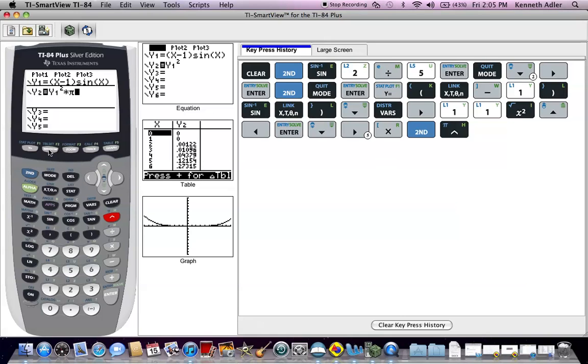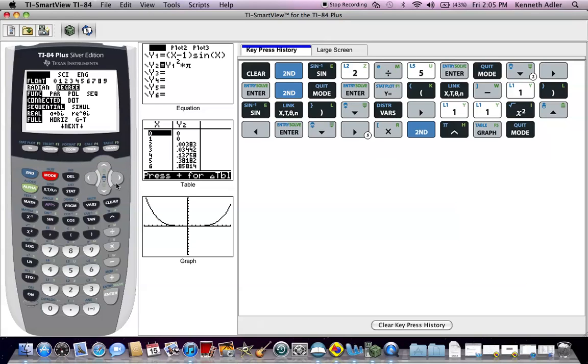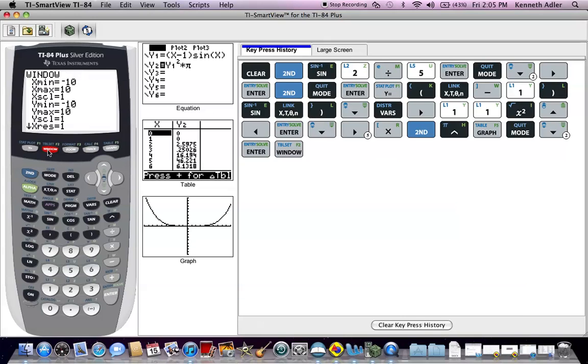So we can graph y2. Let's see what it looks like. But I want a better picture of this, right? So first I'm going to go to my mode and change my mode from degrees to radians, and then I'm going to hit enter, and then go to the window.